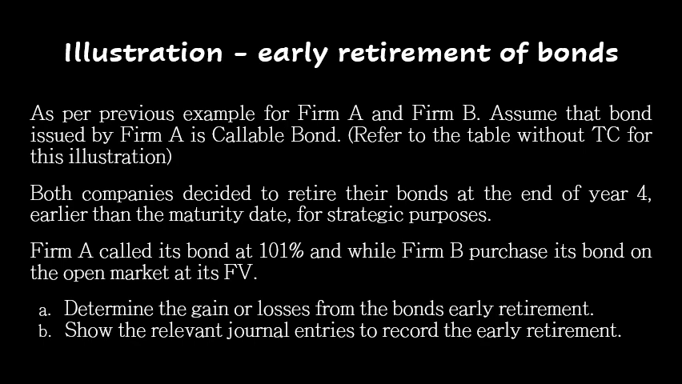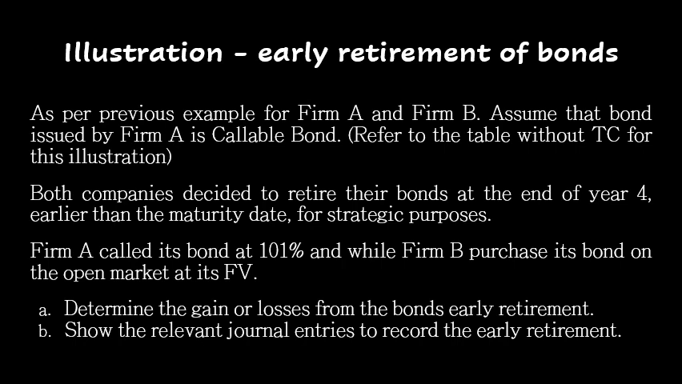An example of the situation is an early retirement of bonds, that is, we make payment in full to bondholders not at maturity. Perhaps because we no longer need the cash or we no longer want to commit to pay a coupon every period. To illustrate that, let us look at this scenario. The example is the same as before for Firm A and Firm B. However, we now assume that the bond issued by Firm A is a callable bond, which means that we, as the issuer, can call back our bond whenever we feel necessary, before its maturity. For this scenario, we refer to the amortization table for Firm A without the transaction costs.